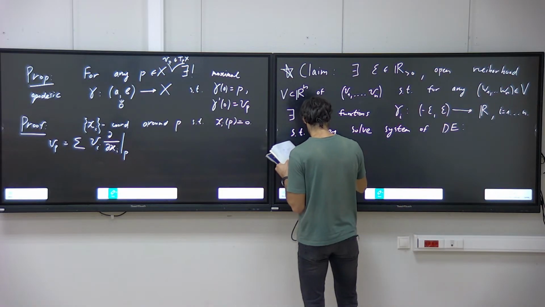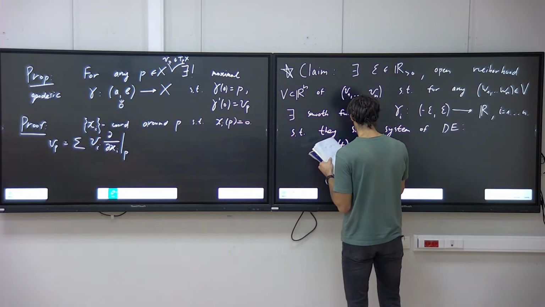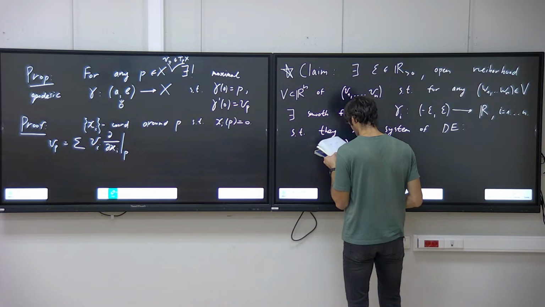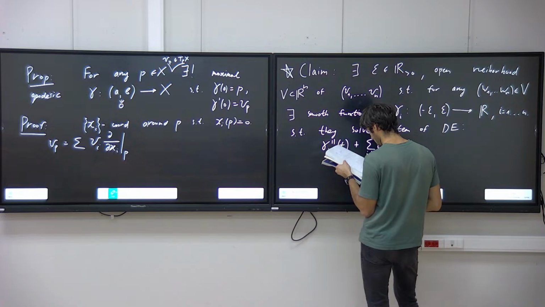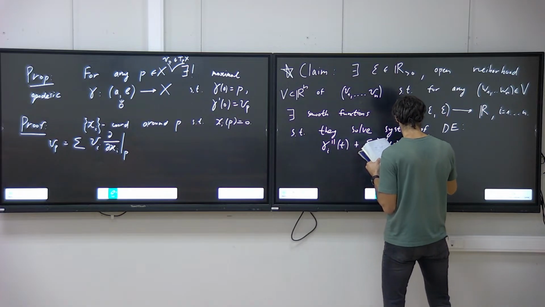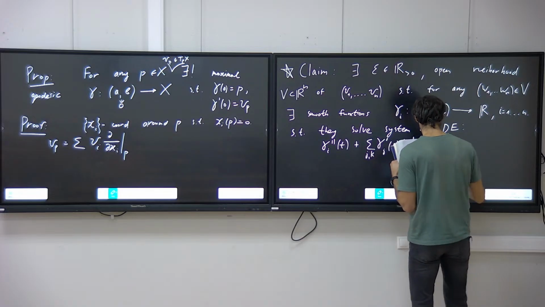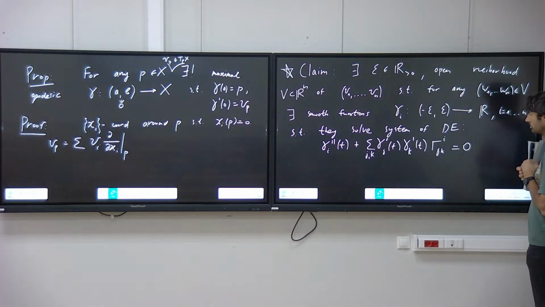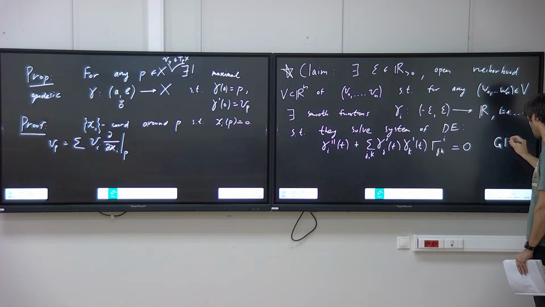Which system? gamma^i double prime of t plus the sum over j and k of gamma^j prime of t gamma^k prime of t Gamma^i_{jk} equals 0. And this we will have a name for. It's called the geodesic equations, or geodesic equation.